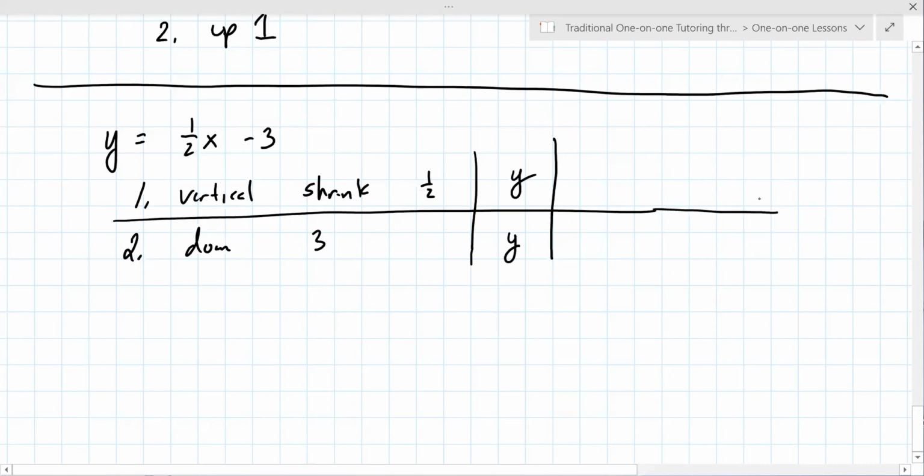I'm hearing some hesitation there. Like, yes, this affects that X right there, but X is just a variable. So what does it do to the y value? What does 1/2 do? 1/2 will divide by 2 or multiply by 1/2. And then down 3, you're going to subtract 3.